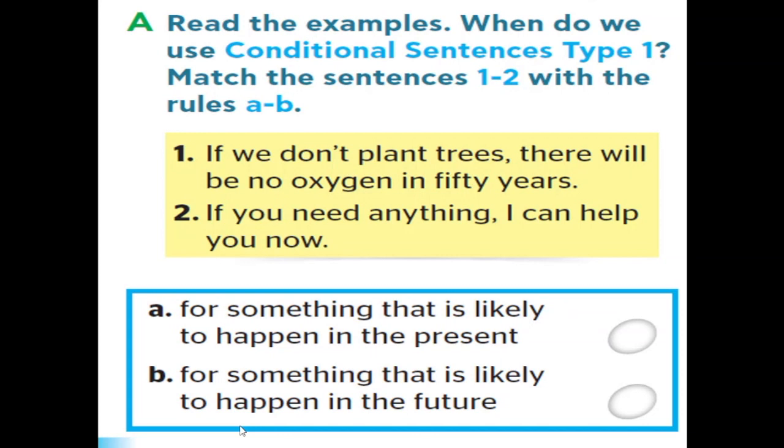Now, for the explanation and paraphrasing of these two sentences. Number A, for something that's likely to happen in the present. B, for something that's likely to happen in the future. Now, the answers? Correct. For something that's likely to happen in the future goes with sentence number 1. If we don't plant trees, there will be no oxygen in the future. This is something that's likely to happen in the future.